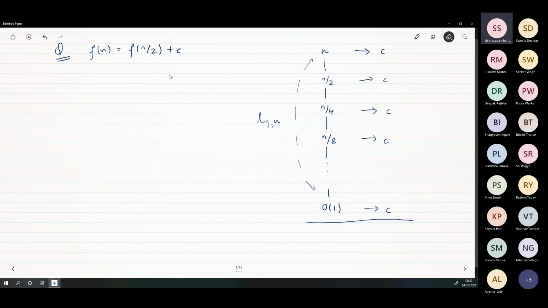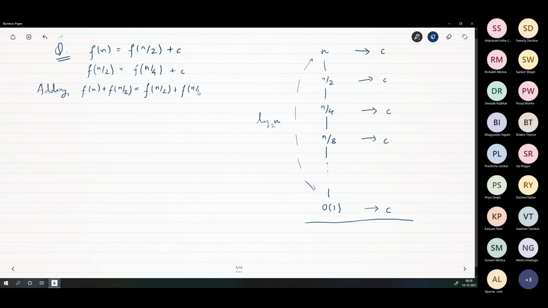Look at this level. What did we do? We opened this up. Now f of n by 2 is equal to f of n by 4 plus c. Add these two equations, and you will get f of n plus f of n by 2 is equal to f of n by 2 plus f of n by 4 plus 2c. But f of n by 2 cancels.